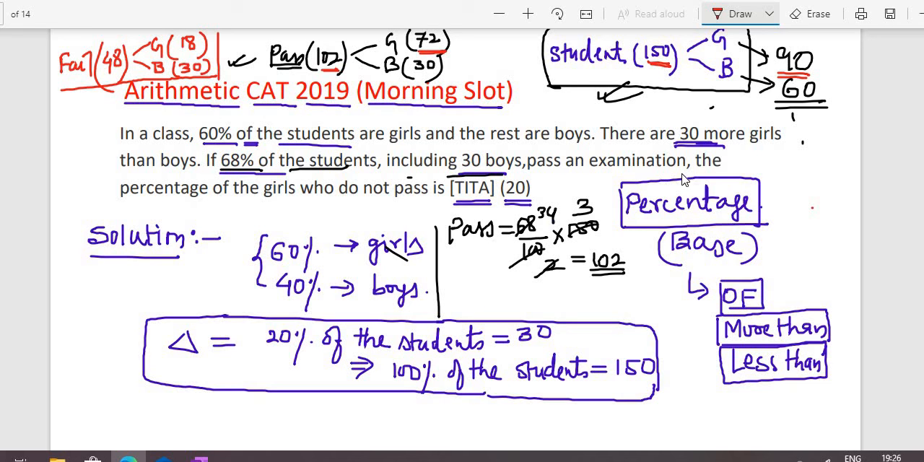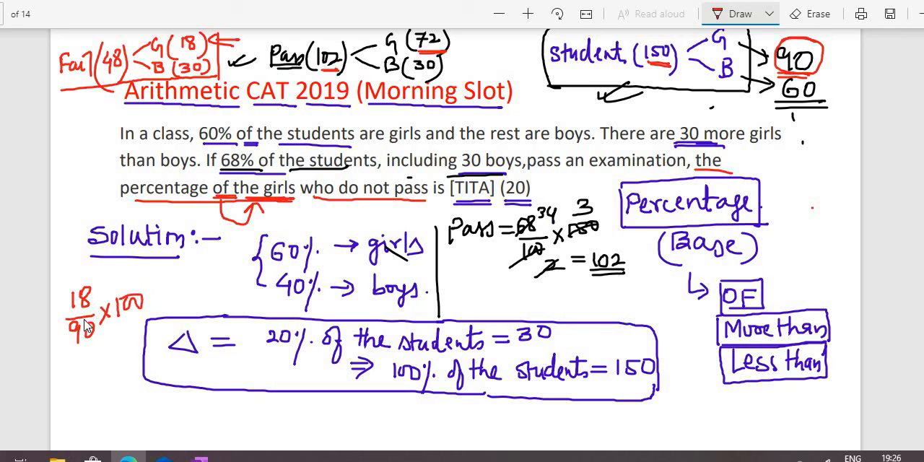Now, what is the question asking us to find? The percentage of the girls who do not pass is the percentage of, and after "of" it is asking us the girls. So the base will be the girls. How many girls do we have? We have a total of 90 girls. And how many of them do not pass? 18. So the question is: 18 is what percent of 90? This is the question.